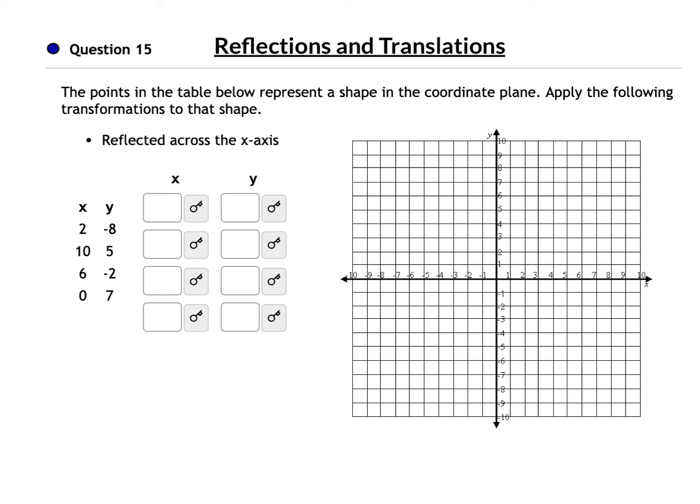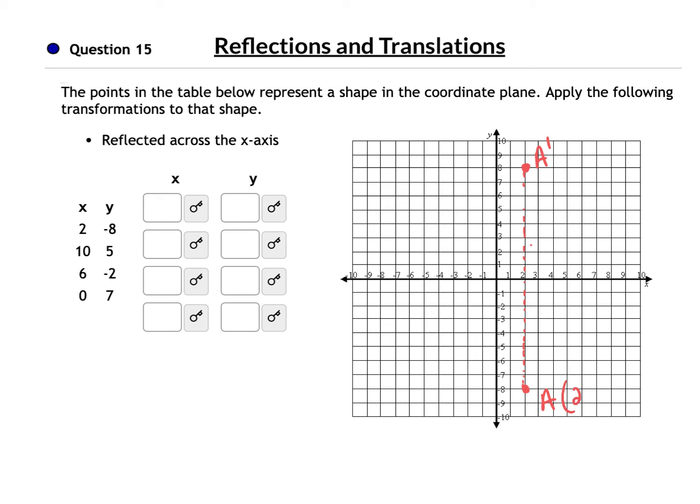Question 15. We're going to reflect over the x-axis. Let's take one of the points and look at what happens. The point 2, -8 down here, what will it do when we reflect over the x-axis? It's going to go straight up to the x-axis. It's 8 units away. It'll be 8 on the other side. This is our new location. Let's call this A and this A prime.